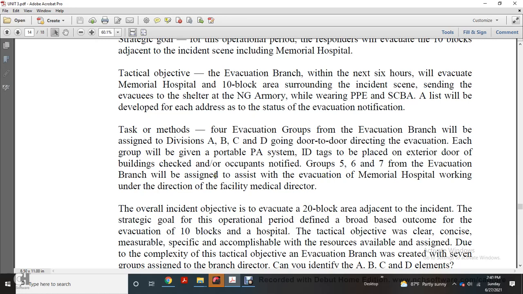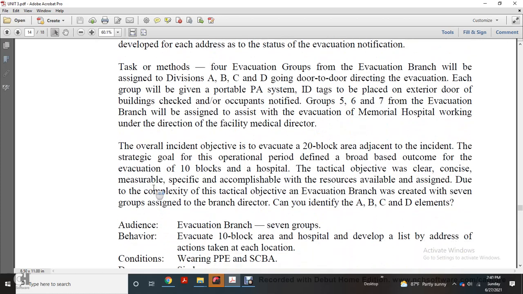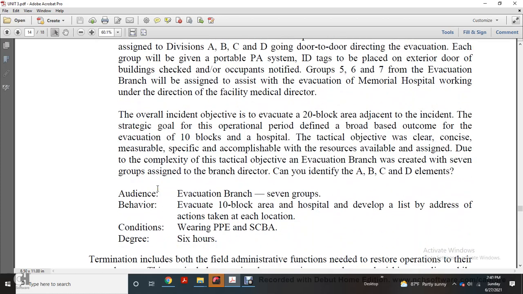Groups 5, 6, and 7 of the evacuation branch are assigned to the Pacific Evacuation Memorial Hospital and work with the direction of the facility director. Overall, the incident evacuates 20 blocks adjacent to the incident. The strategic goal of the operation period is divided into broad-based outcomes, with the evacuation of the 10 block area for the hospital as a tactical objective that is clear, concise, and measurable. Due to the complexity of the tactical objective, the evacuation branch was created with the 7 groups assigned to the branch director, who can identify A, B, C, and D elements.